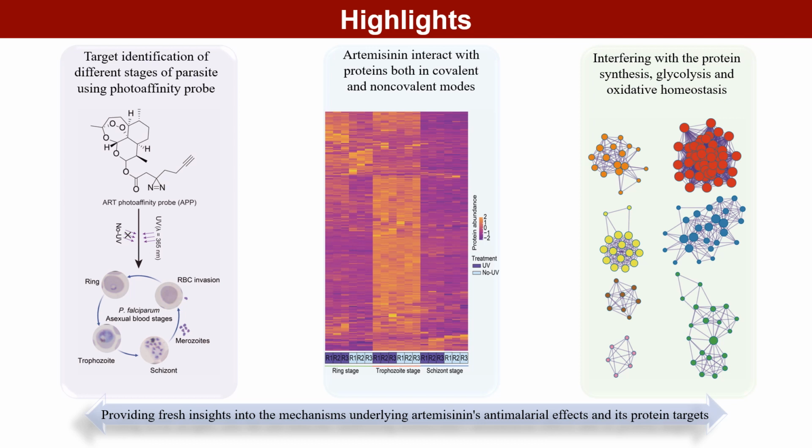3. Artemisinin may exert its antimalarial effects by interfering with the parasite's protein synthesis, glycolysis, and oxidative homeostasis pathways. 4. This study provides fresh insights into the mechanisms underlying artemisinin's antimalarial effects and its protein targets.